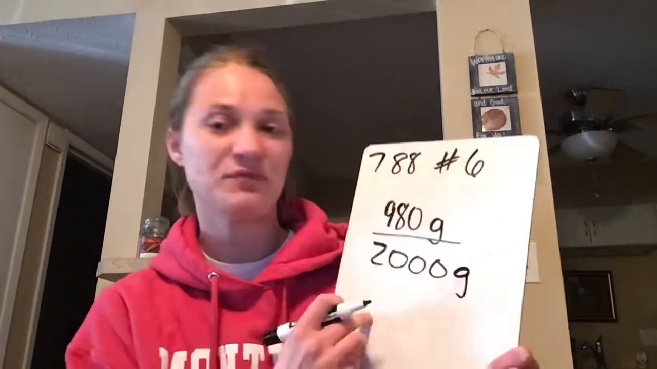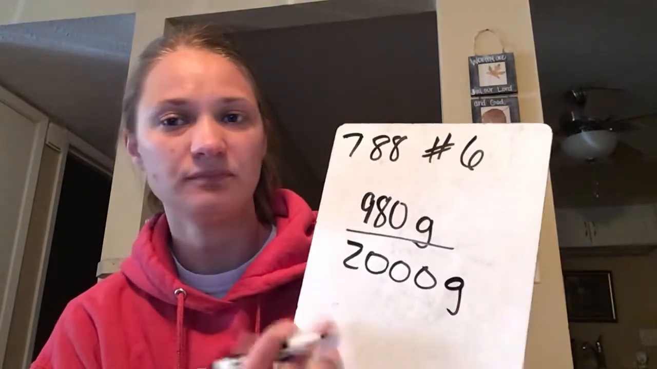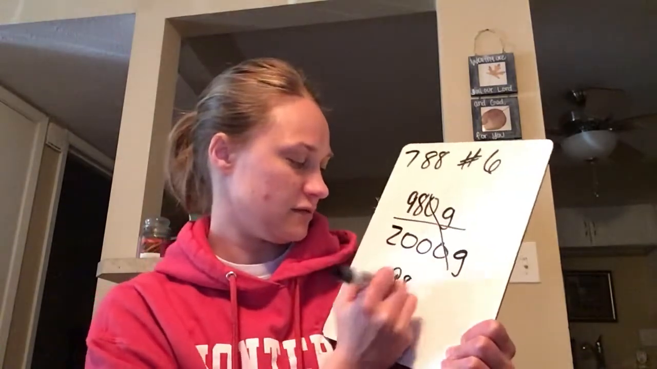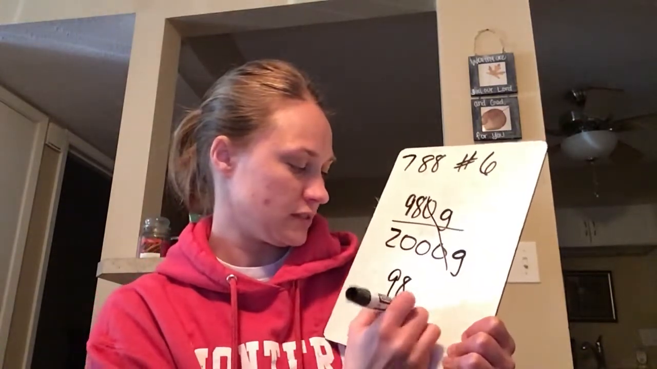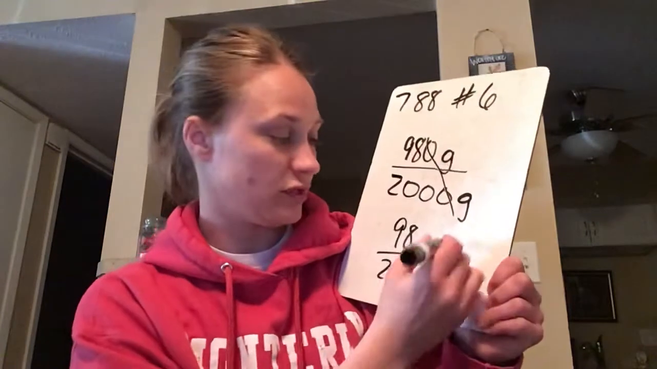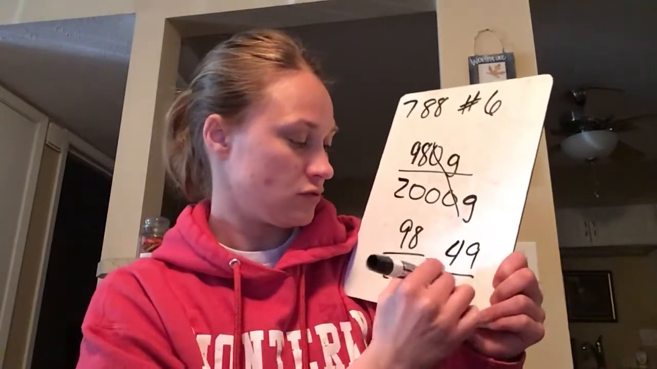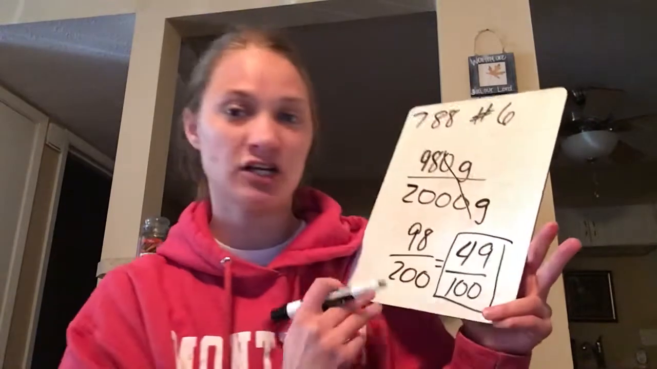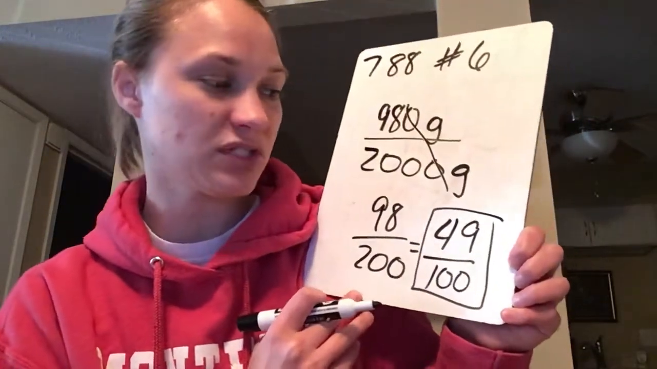That's my first step. Then I can reduce that. I'm going to divide it by 10, and I'm going to get 98 over 200. I'm going to divide that by 2, and I'm going to get 49 over 100. And that's my accurate ratio. That's the correct answer to number 6.